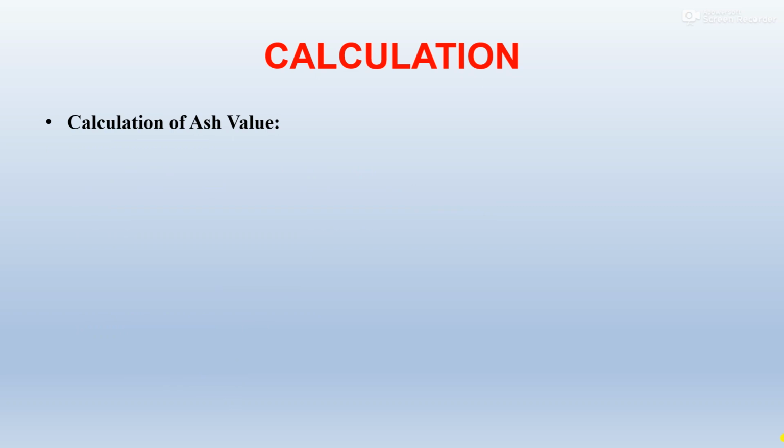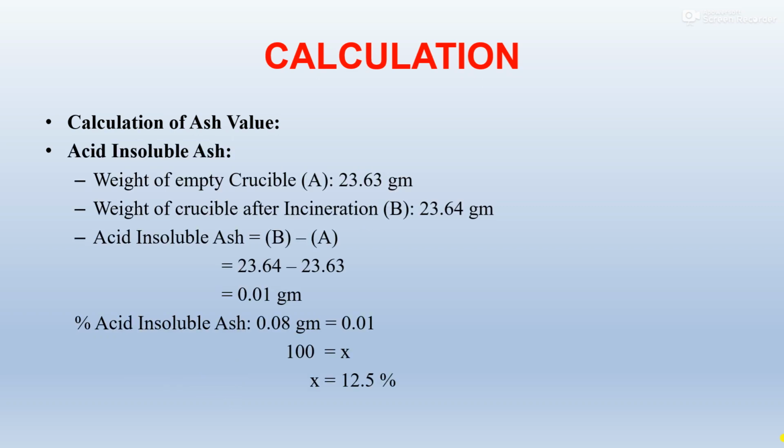So here are the calculations for acid insoluble ash. Same way the weight of empty crucible was noted, 23.63 gram. Then the weight of crucible after incineration was noted, 23.64 gram. Then the acid insoluble ash was calculated by subtracting A from B and the value obtained was 0.01 gram. Then the percent acid insoluble ash was obtained, 12.5.